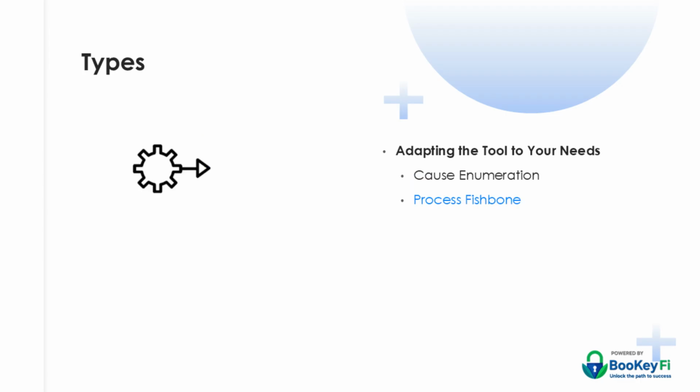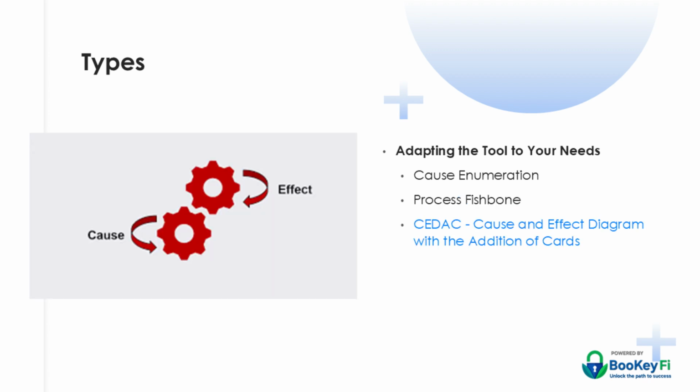Process fishbone. Instead of using categories like people or machines, this version follows your actual work steps. You look at step 1, step 2, and so on to see exactly where the error is creeping into your process.